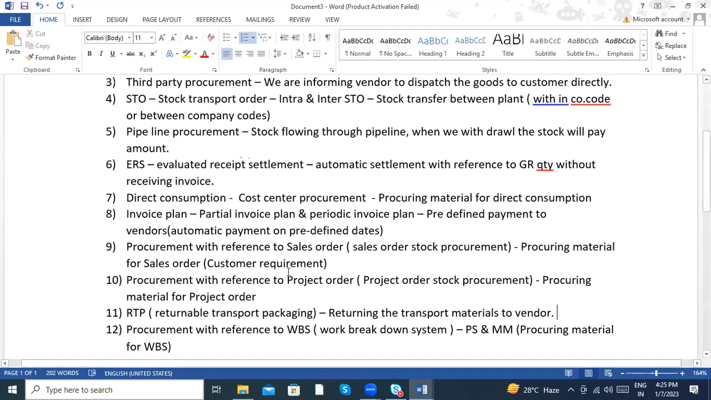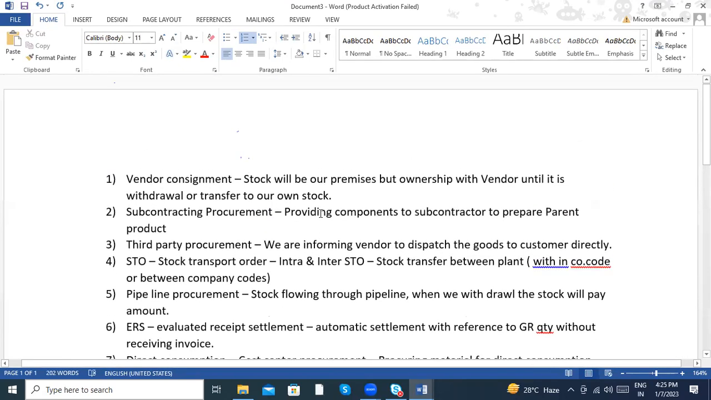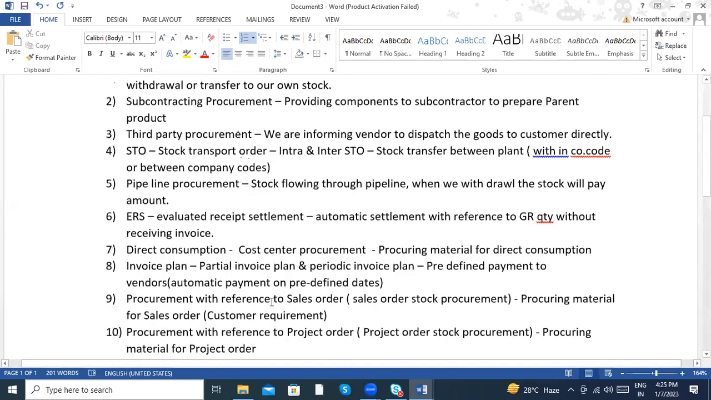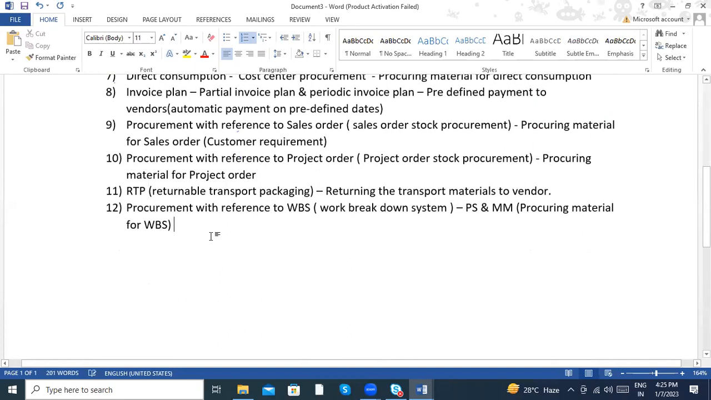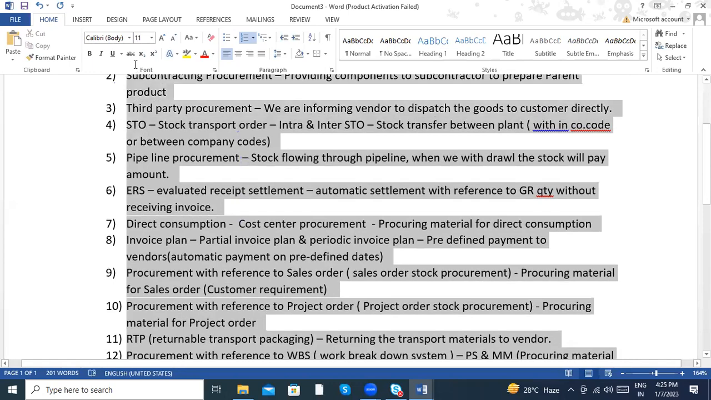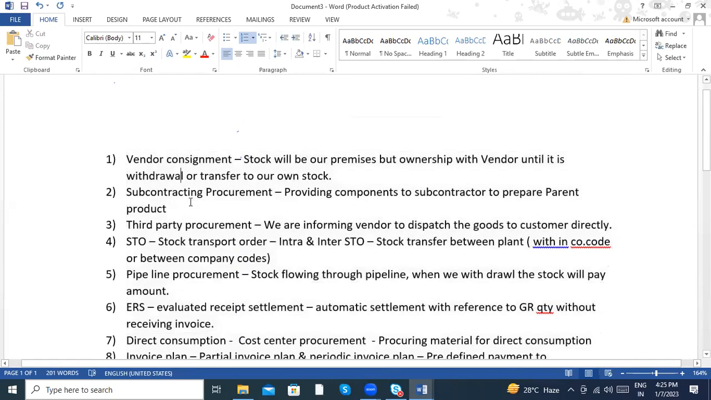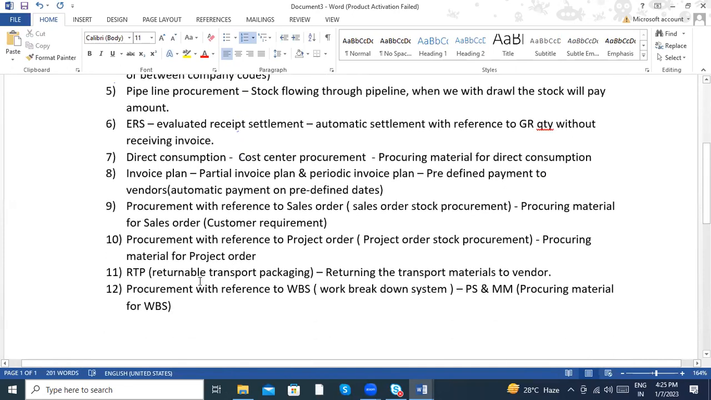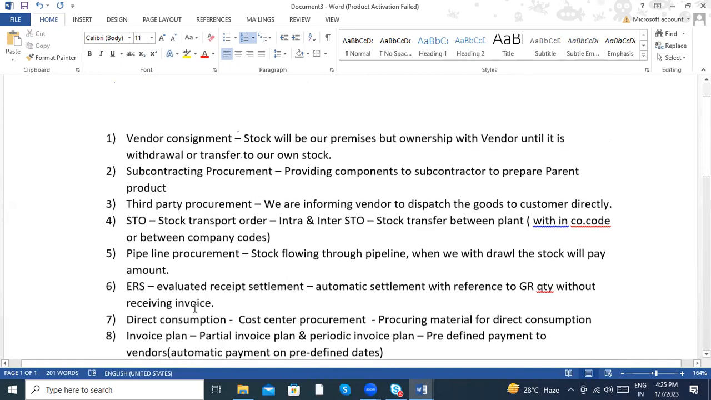Okay. So these are the different kinds of business scenarios we have in SAP MM, other than the P2P process. Whatever we discussed here, most probably these all come under the PO. At PO time, we will differentiate. While creating a purchase order, how will the system understand whether this is third party procurement, a vendor consignment process, subcontracting, STO, or pipeline?